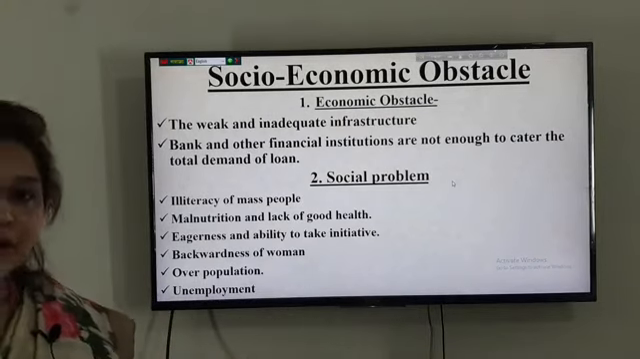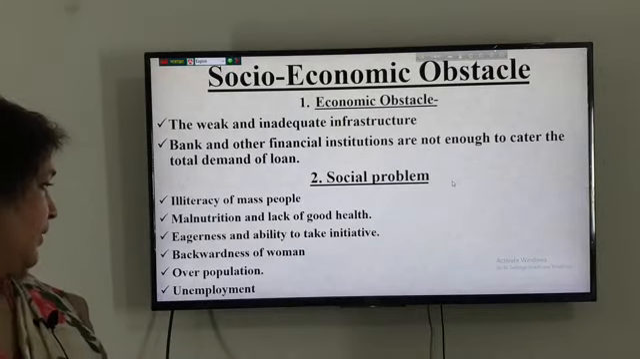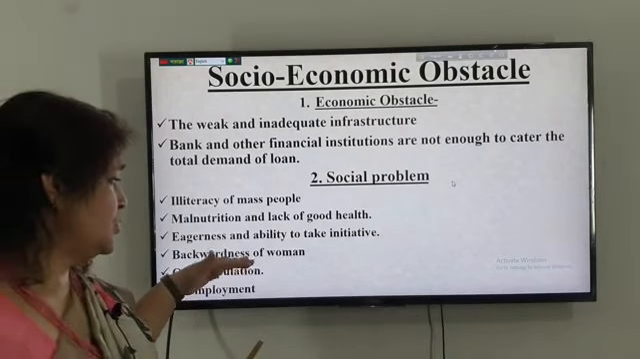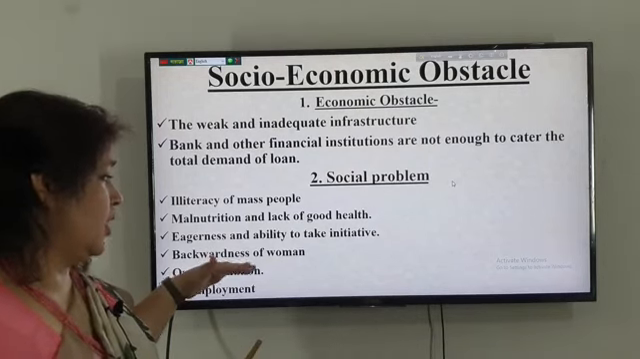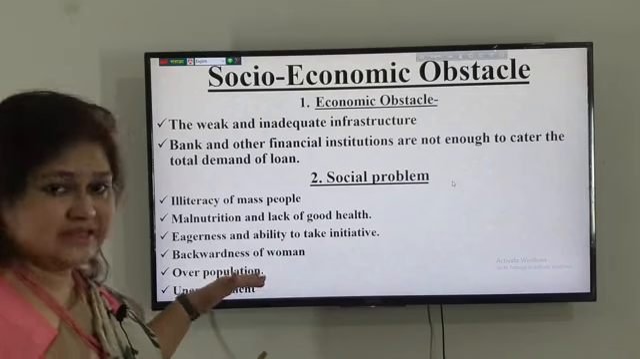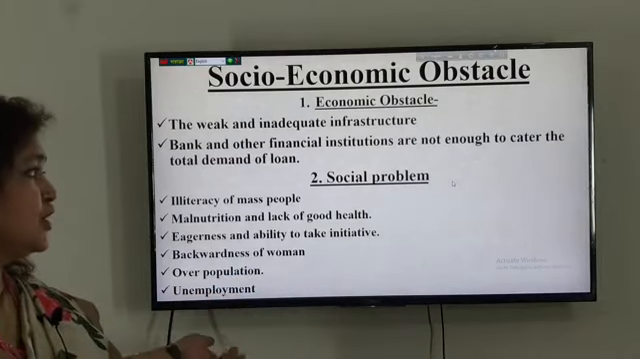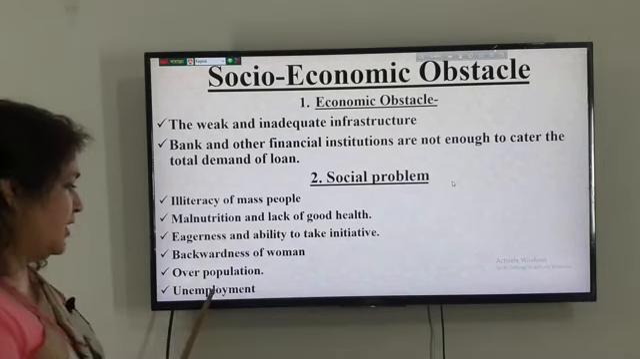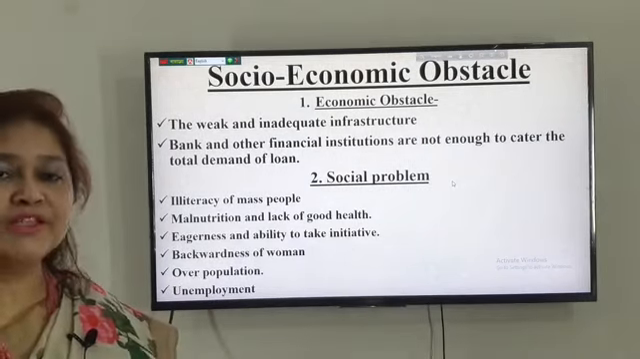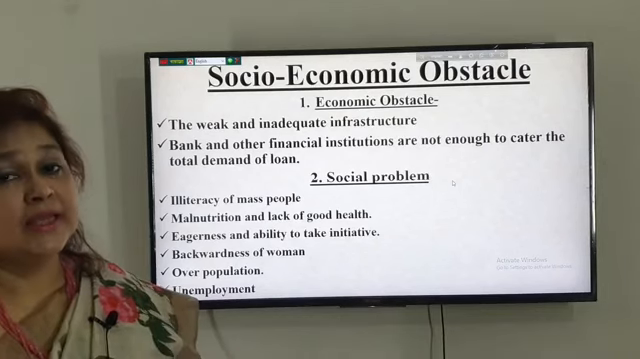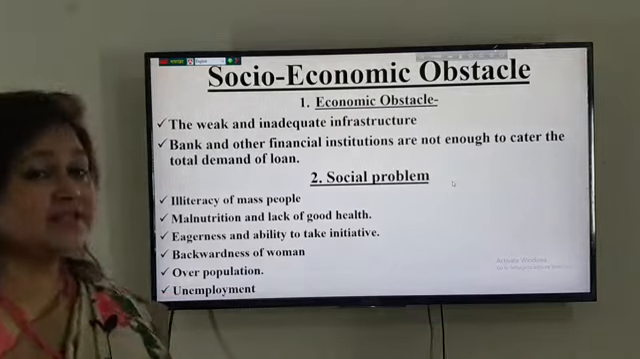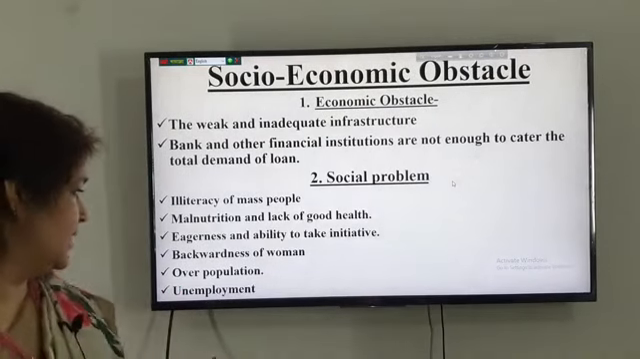So it is also one of the social problems, because we need the participation of women in all our activities. Then we can expect social development. Okay. Overpopulation, of course, is a major problem, and due to overpopulation, our government cannot take different initiatives in different sectors like education, health, and other sectors.